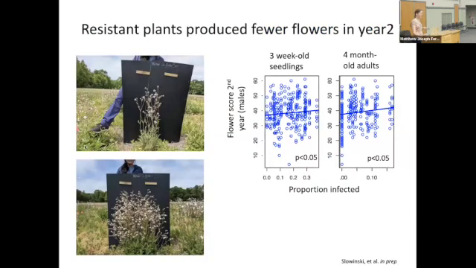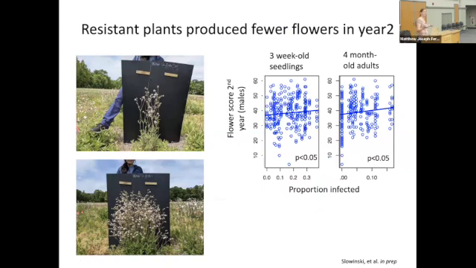And so here's some of what we started to find. Basically, we found that there was a tremendous variation in the amount of flowers these plants produced, and resistant plants actually produced fewer flowers in year 2 than susceptible plants. And this is for both ages. So this is 3-week-old seedlings on the left and 4-month-old adults over here, which is pretty consistent with a cost of resistance. But of course, this is one measure of fitness.